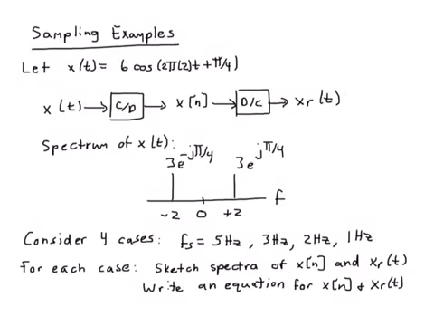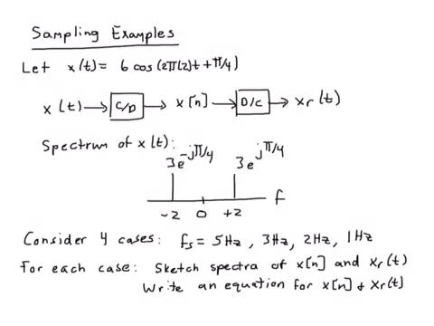Now we know that the spectrum of this signal, x of t, looks like this. It has spikes here at -2 and +2, since the frequency is 2 hertz. And the amplitudes of these are 3 e to the j pi over 4 at +2 and 3 e to the minus j pi over 4 at -2.